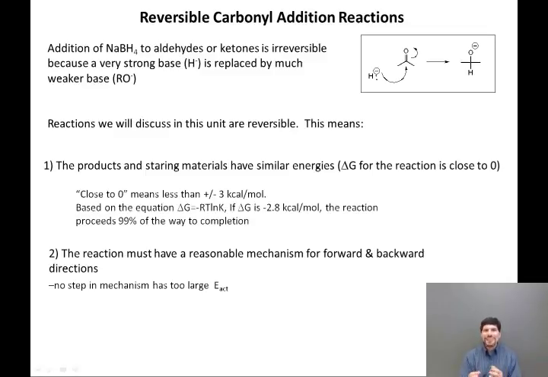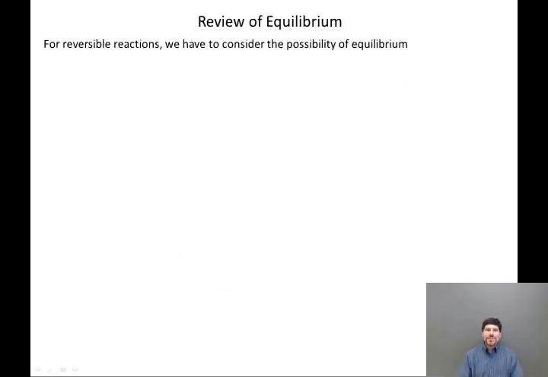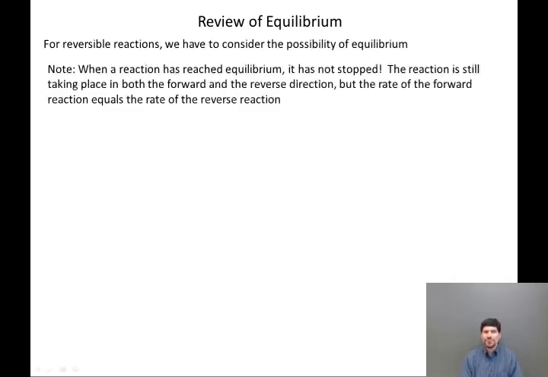The reason why the hydride addition is an irreversible reaction is that if you tried to go backwards, you would have to kick out H- as a leaving group, and H- is of course way too strong of a base to be a reasonable leaving group. So when we talk about reversible reactions, we now have to consider the possibility of equilibrium, and in order to do that, we need to review a little bit about equilibrium.